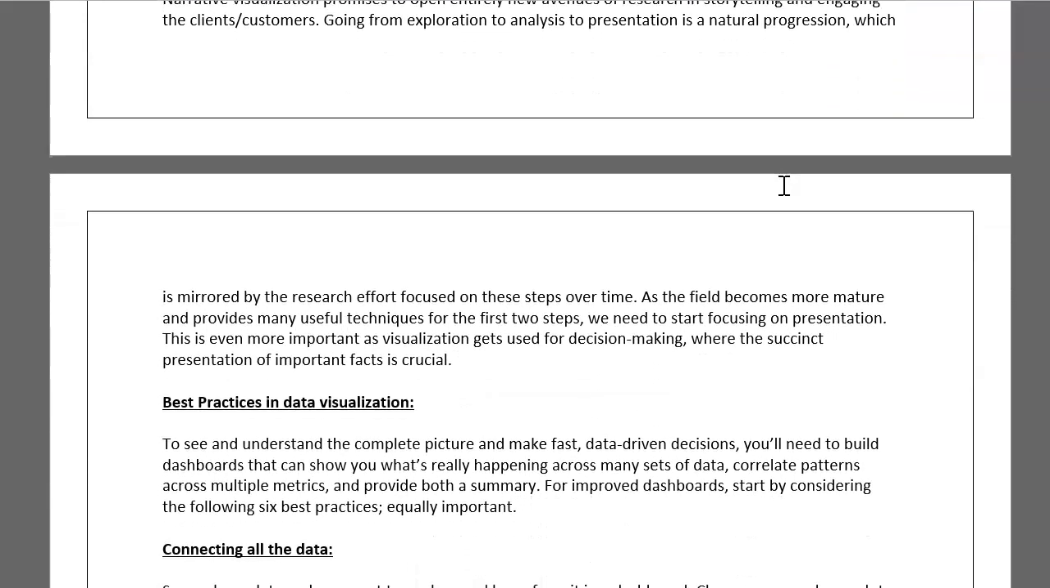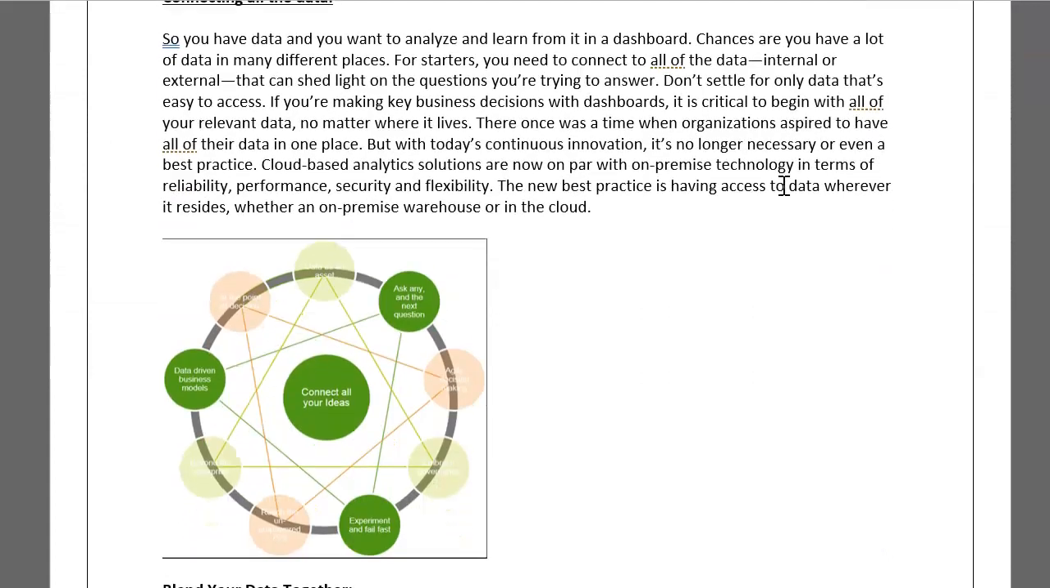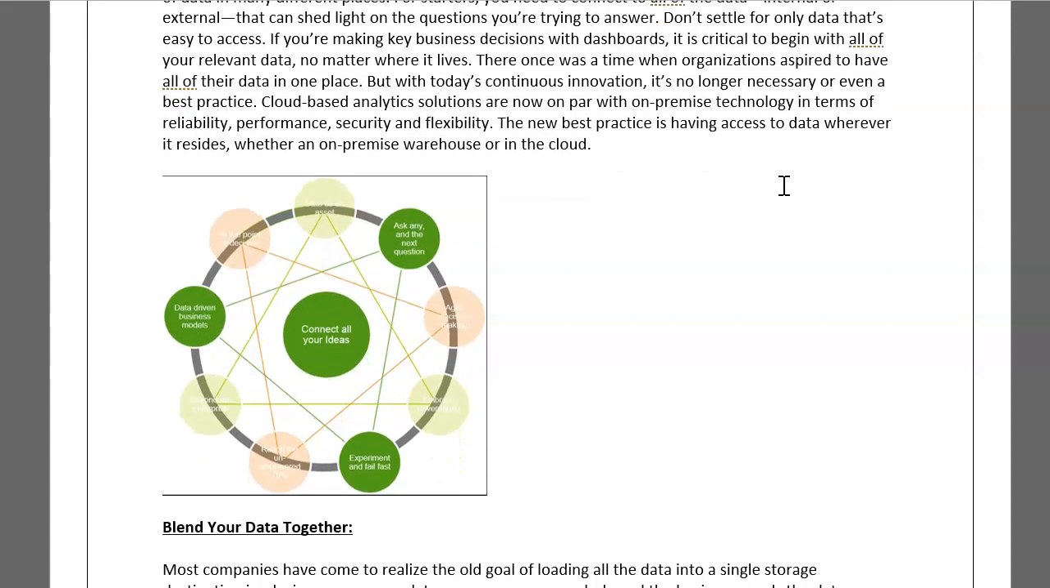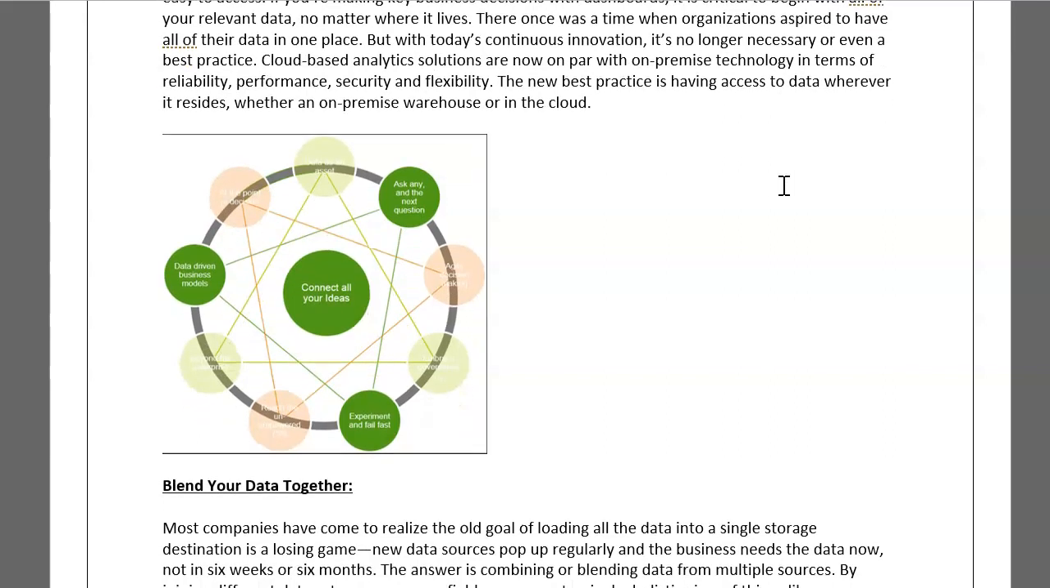To get a model and visualize stuff. The best practices in data visualization: we need to connect all the data. For this, analysis is the first key which we need to perform. Without analysis nothing can be done. So we first perform the analysis, connect all the dots, ask why, experiment with all the details and business models.